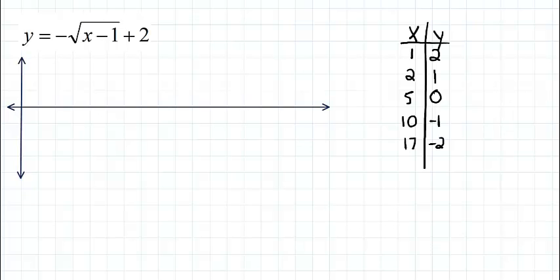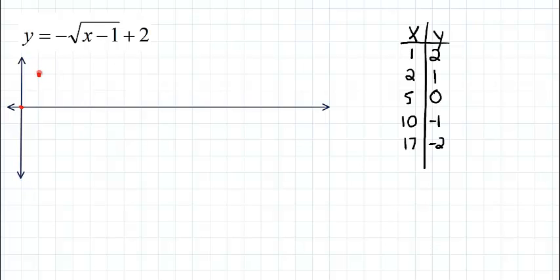Because we are adding on the outside over here, we know that from our original 0, 0 point right here, we're going to have to shift up for a starting point. And then because we're subtracting under the radical, we know that we're going to shift to the right. So we go up 2 and over this way, and that's going to be our actual starting point.